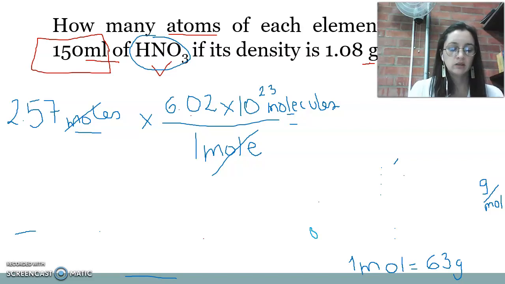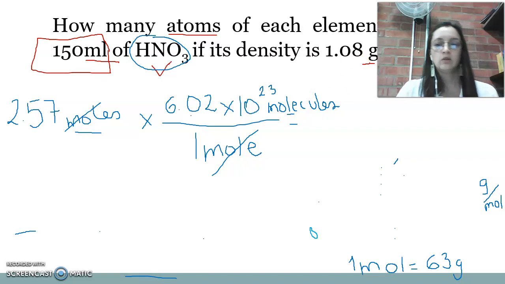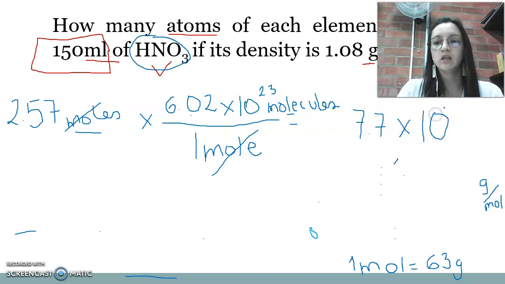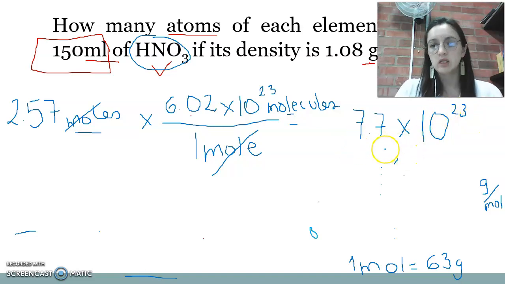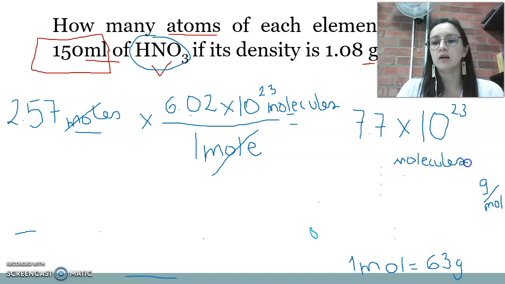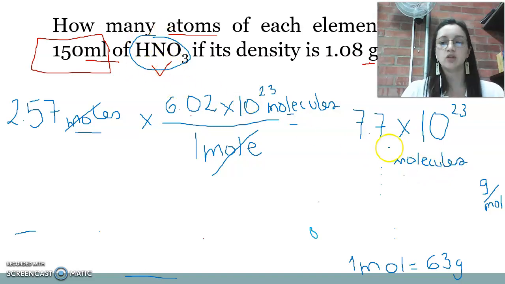2.57 times 6.02, which is going to be 7.7. Once again, you might get different decimals depending on how many you were using in each step, so don't worry if we get slightly different decimals, that's fine. In this case, as long as you have the 7 and you have the 23, your exercise is going to be correct. So don't worry too much about the little differences in the numbers you might get from one to the other. Okay, so this is the number of molecules that we have of that whole compound, nitric acid, HNO3.